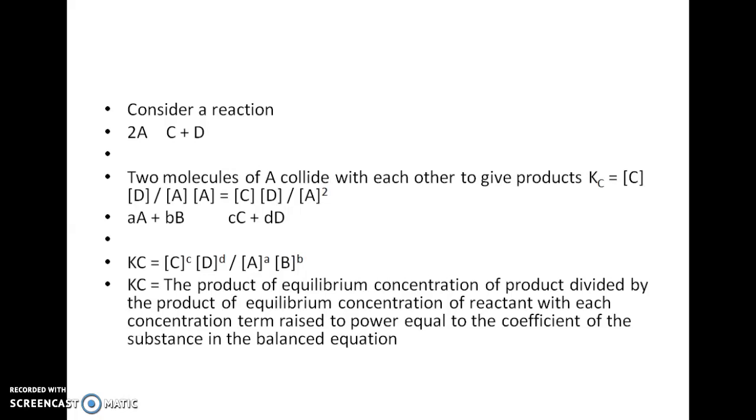If you take the reaction aA plus bB giving cC plus dD, for that Kc will be equal to active mass of C raised to the power c, active mass of D raised to the power d, divided by active mass of A raised to the power a, active mass of B raised to the power b. Here Kc is the product of equilibrium concentrations of the products divided by the product of equilibrium concentrations of the reactants, with each concentration term raised to the power equal to the coefficient of that substance in the balanced equation.